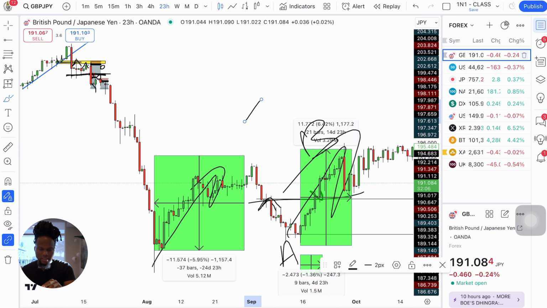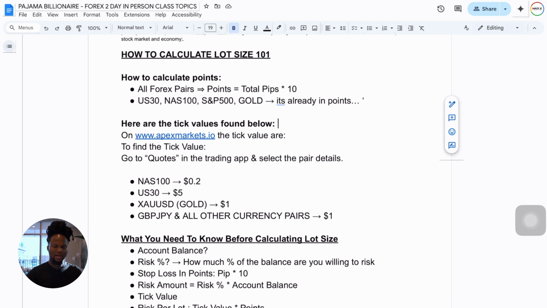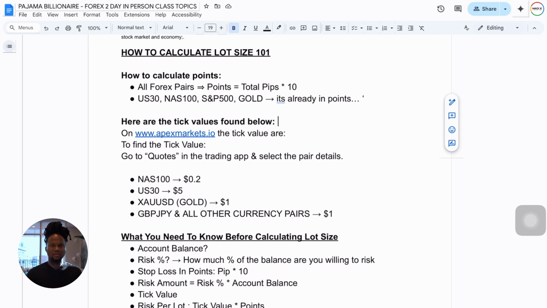So let's dive into this right now. Let's dive into it. So calculating lot size, I'm gonna show you guys this. Remember, I don't want you guys to take any screenshots. No, don't do that. Write this down, right?